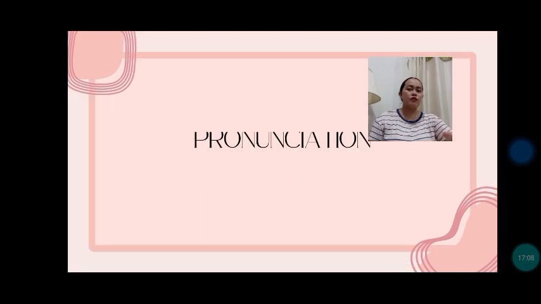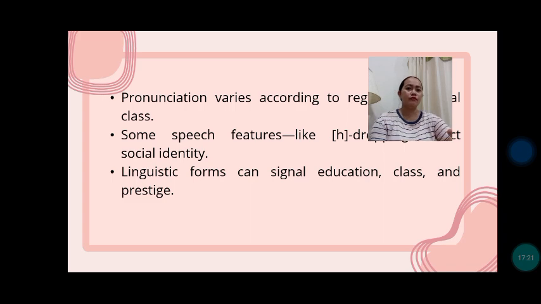Okay, moving on to pronunciation. Pronunciation shows how the way we pronounce words can reveal so much about who we are, our background, class, and even how others perceive us. Pronunciation isn't just about how we say words, it's also about where we came from and the social groups we belong to. Certain speech features, like H dropping, can signal a person's social identity. In other words, our accents and pronunciation patterns often reflect our education, class, or social prestige.